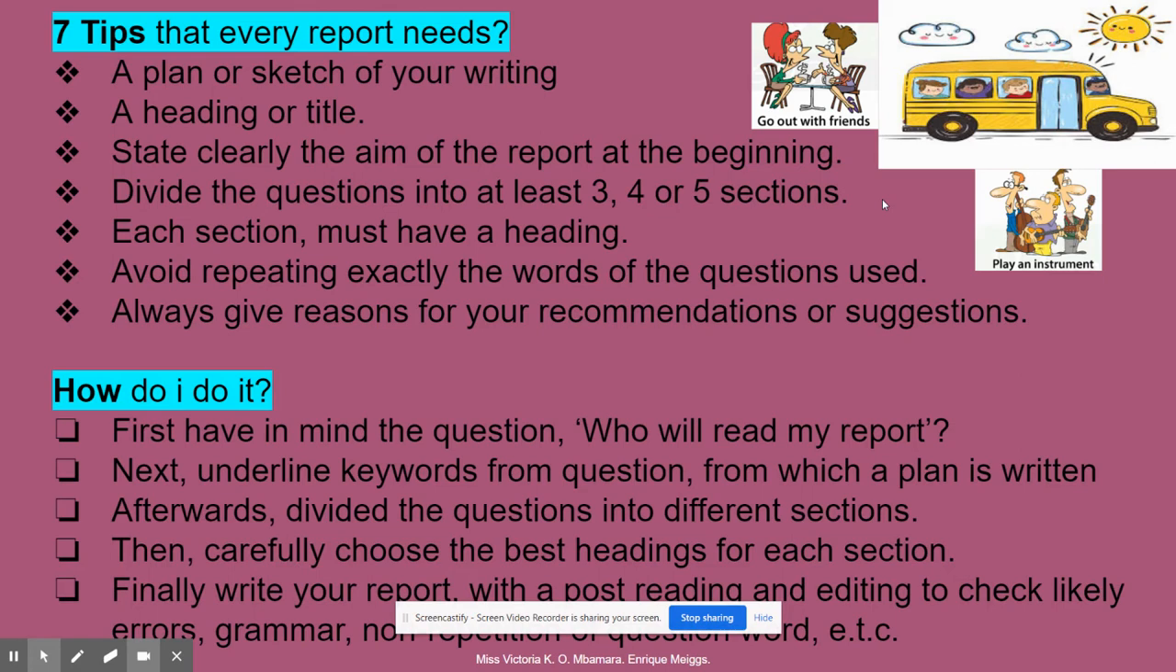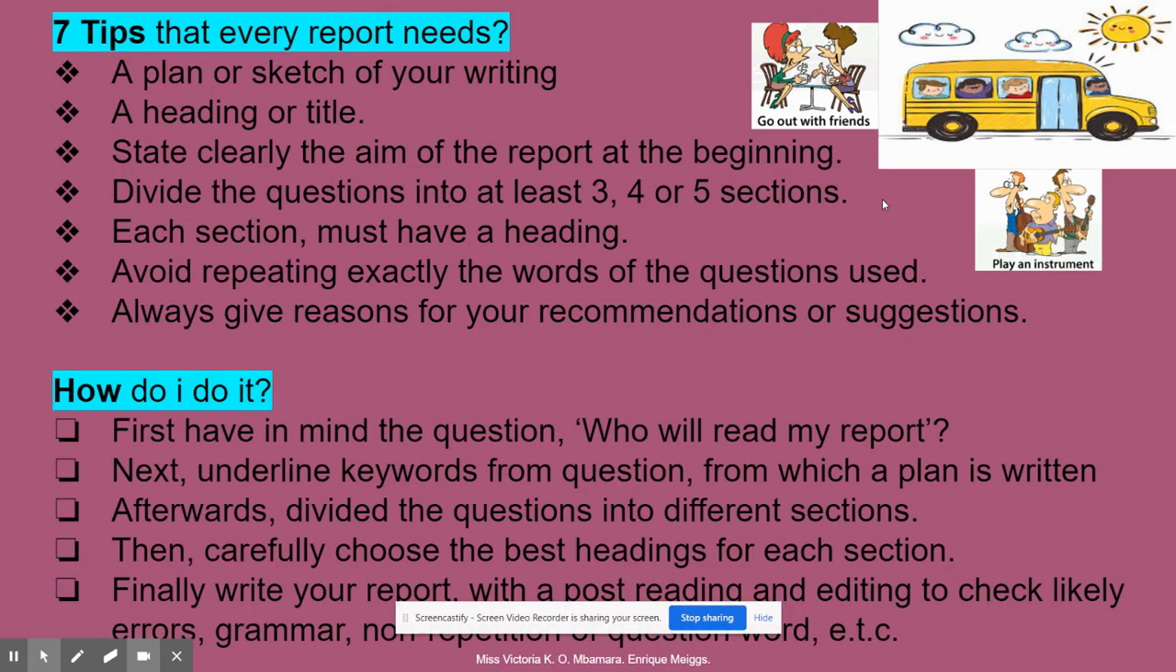All right. Now, they must be in correct paragraphs. Each section must have a heading. Now, avoid repeating exactly the words used in the question. Now, finally, always give reasons for your recommendation and why you're recommending all your suggestions.